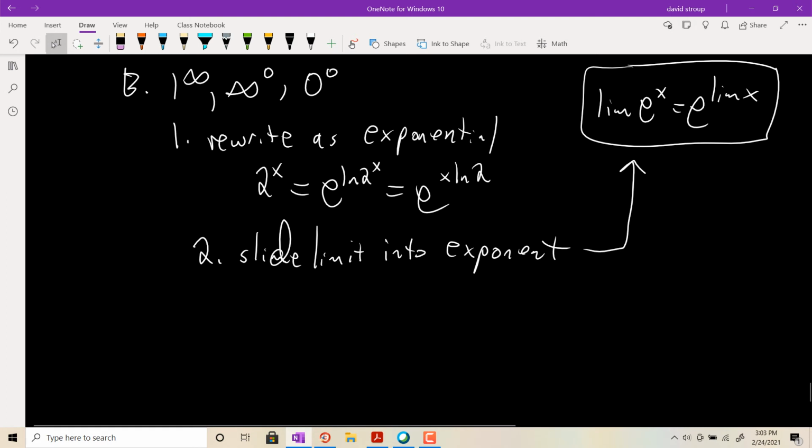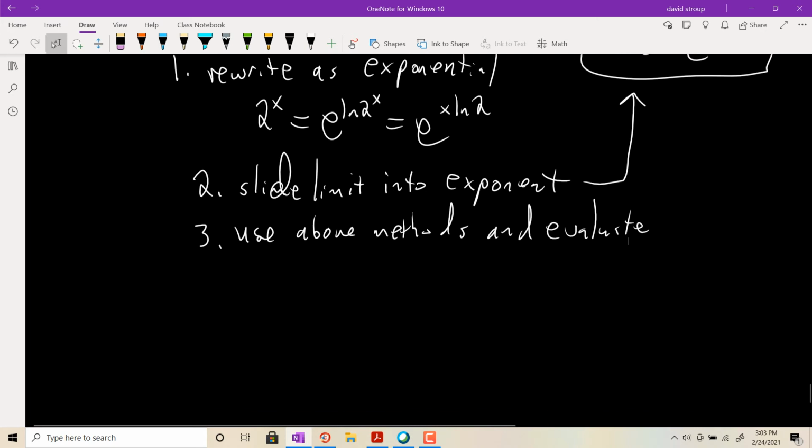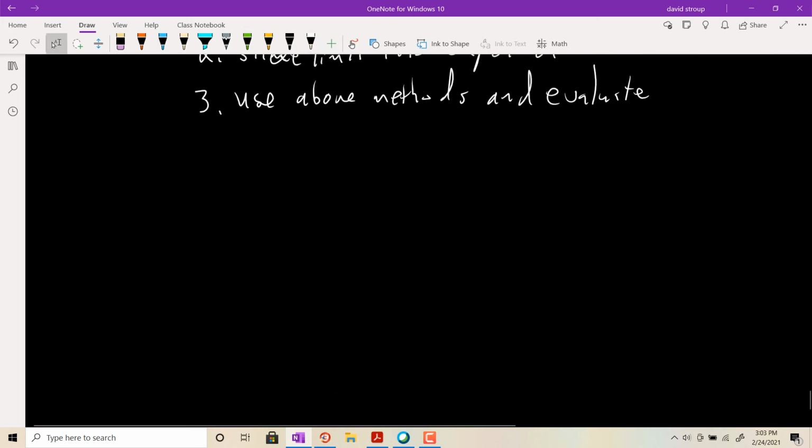Thirdly, then, you usually end up having to do some L'Hopital's. So use above methods and finish off the problem or evaluate it. Okay, so let's look at one or two of these characters.